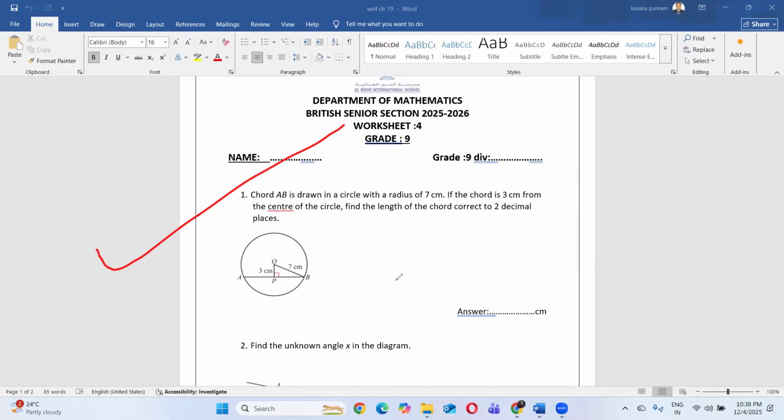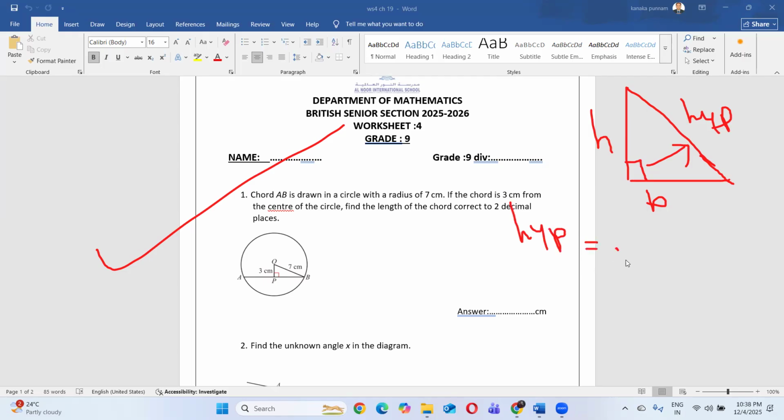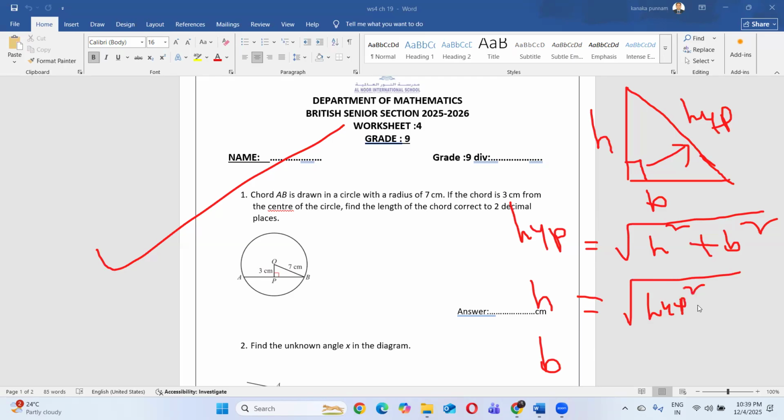Okay. This is a textbook example question. In general, in a right angle triangle, this is height, this is base, this is hypotenuse. Hypotenuse is always opposite the right angle. So whenever you find hypotenuse, what is the rule? Square root of height square plus base square. If you are finding height, it will be hypotenuse square minus base square. If you are finding base, hypotenuse square minus height square. Only for hypotenuse we will add them.